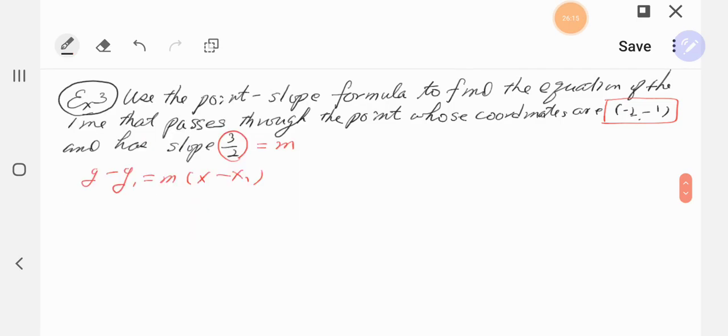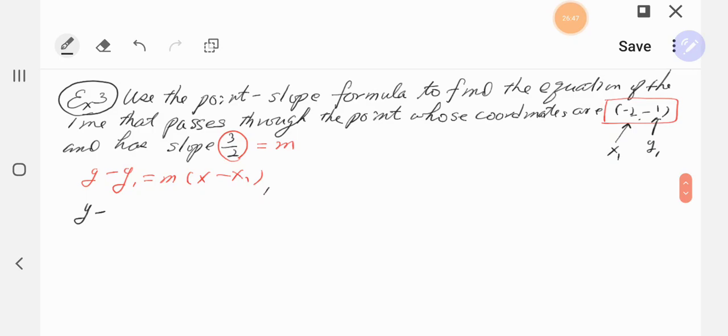It says to use this point-slope formula. So write the formula and then replace the slope and the point x1 and y1 with the given information. So y minus y1. Y minus y1 is what? Okay, this is the point, right? So this is the x value, and -1 is y1, right?